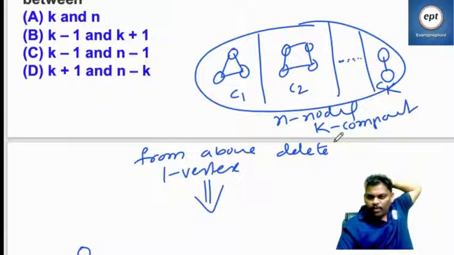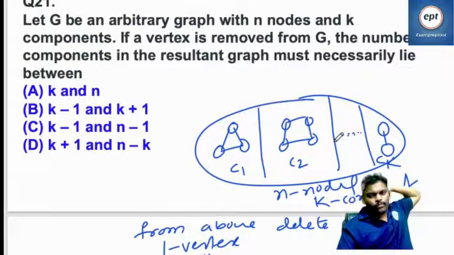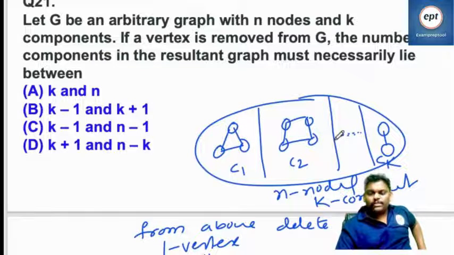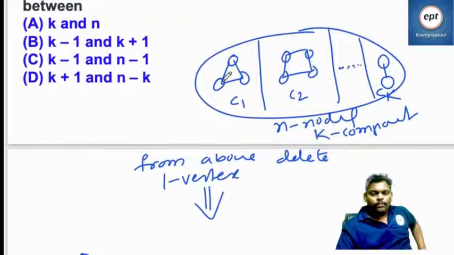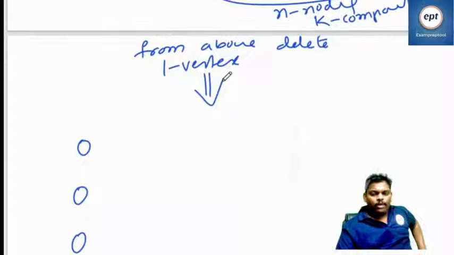In this problem, what is the minimum k value? Read the problem. K components, n nodes. What is the minimum k value? 1. Minimum k value is 1.